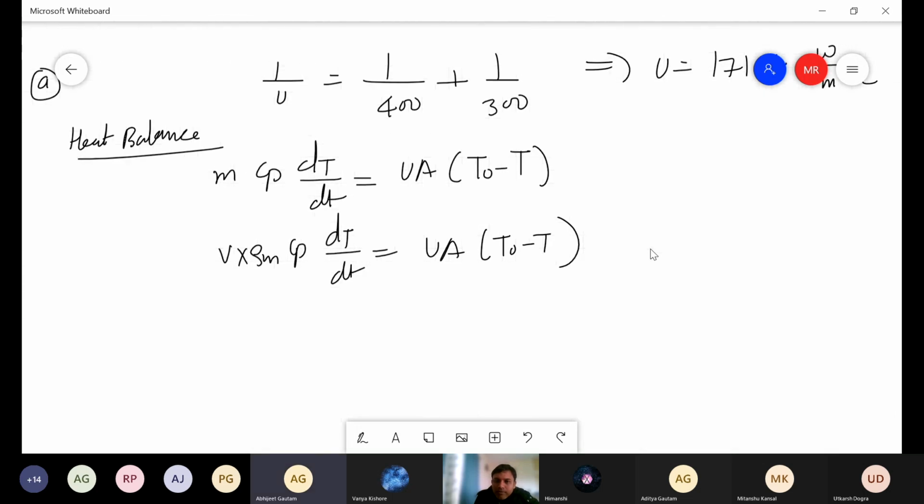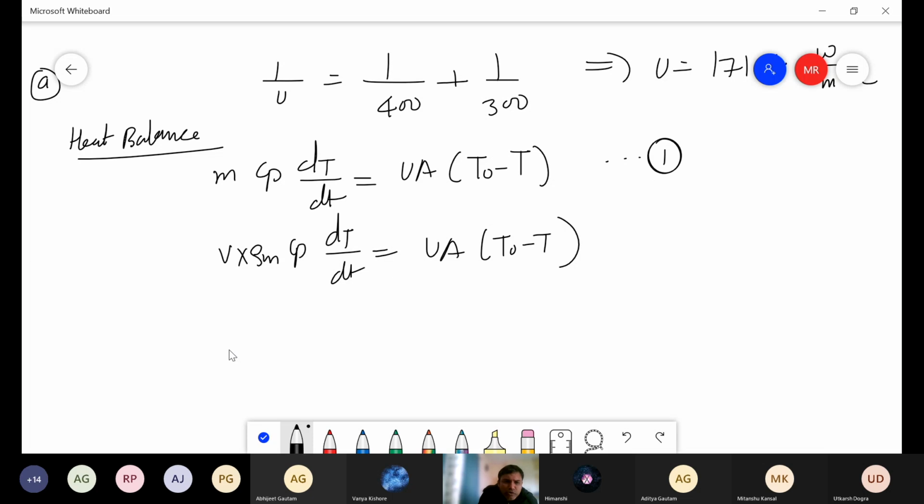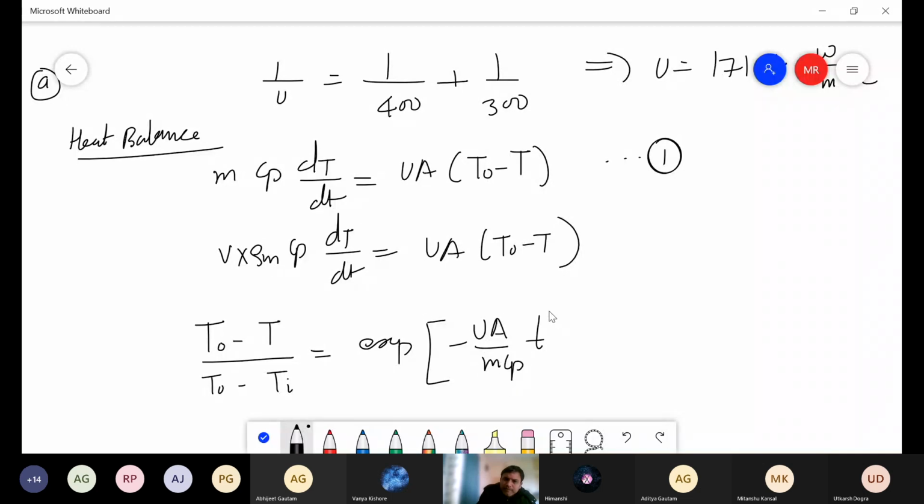Yes, sir. So with this, we have already seen this equation. So what type of equation are we expected to get in such cases? If you rearrange equation number 1 and integrate, what you are going to get is (T naught minus T) divided by (T naught minus Ti), and that should be exponential of minus UA by MCp times t. Isn't it? This is what you are expected to get. Yes or no?